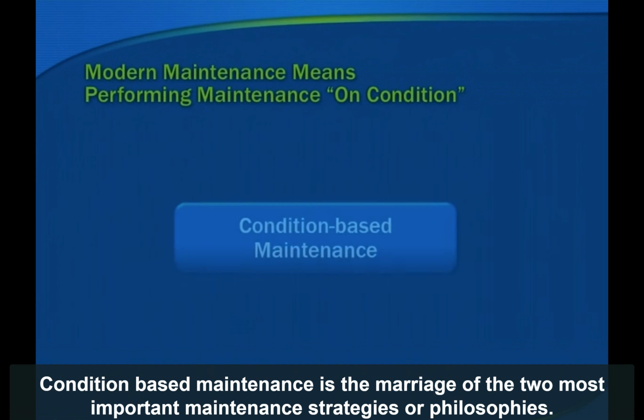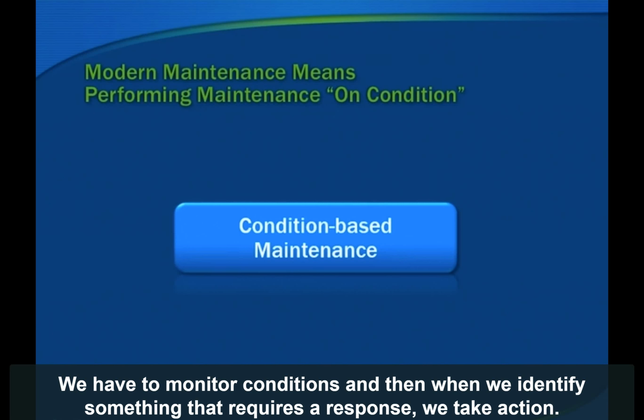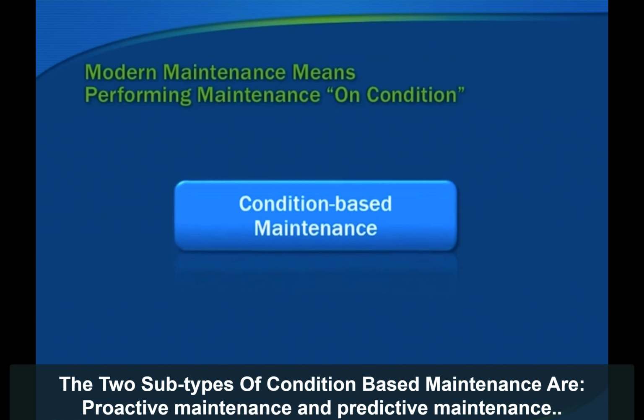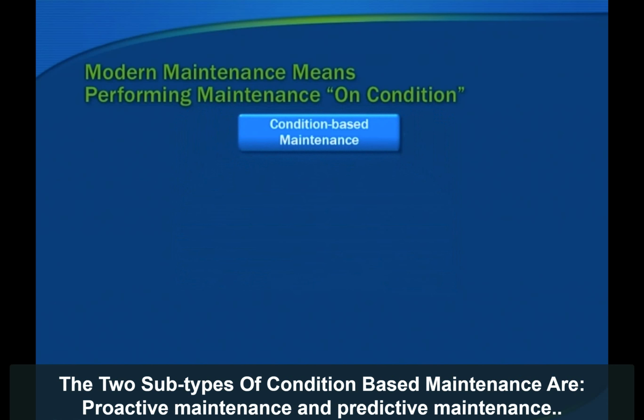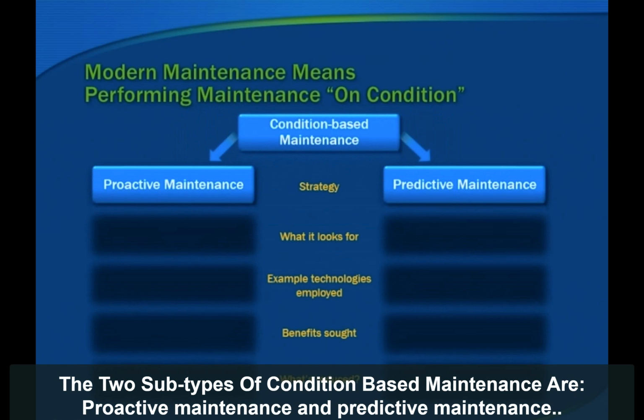Condition-based maintenance is the marriage of the two most important maintenance strategies or philosophies. It's doing maintenance on conditions. So we have to monitor conditions, and then when we identify something that requires a response, we take action. The two subtypes of condition-based maintenance are proactive maintenance and predictive maintenance.